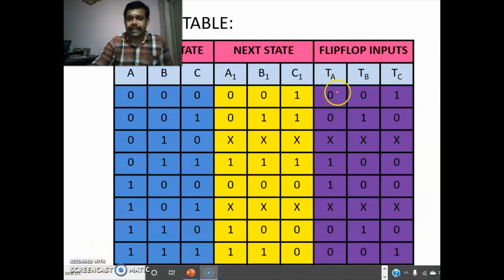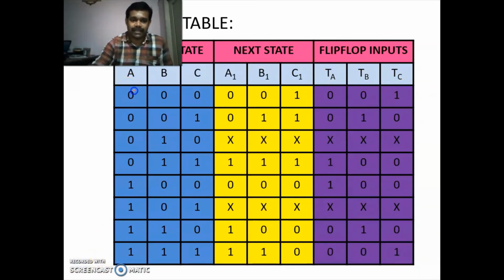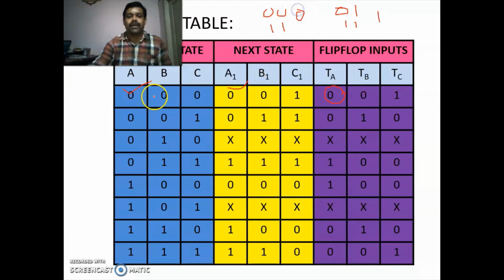Here I have taken T flip flop. So I have to check the present state and next state. For TA, I have to check A and A1. Both are 0, so 0. From the excitation table of T flip flop, for 0, 1 and 1, 0, we are having 1. And for 0, 0 and 1, 1, we have 0. So present state is 0 and next state is 0. So in the place of TA, we are having 0.